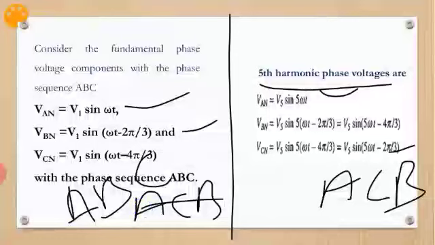Next, the nth harmonic current will be calculated. Im is equal to Vm by X, where X is equal to Xs plus X'r. Xs is the stator reactance, and X'r is the rotor reactance referred to the stator, as I already explained in the last video lecture.